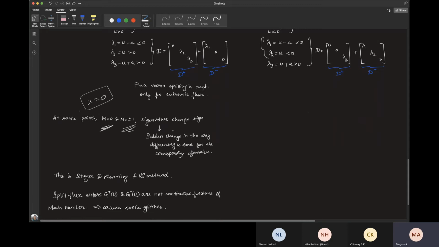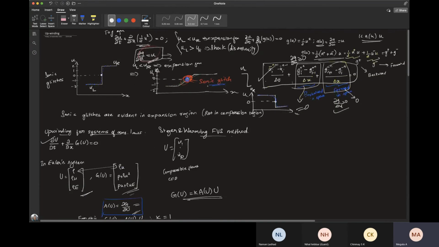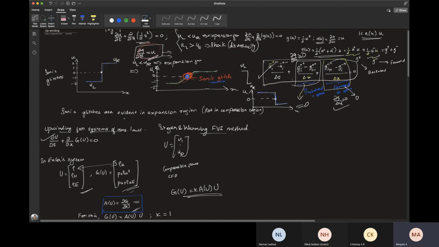Change in sign actually. So this change in sign will lead to a sudden change in the way forward differencing or backward differencing is done for that corresponding eigenvalue. So this is what causes sonic glitches, this change in eigenvalues. We saw it in a simple way for scalar conservation laws earlier.